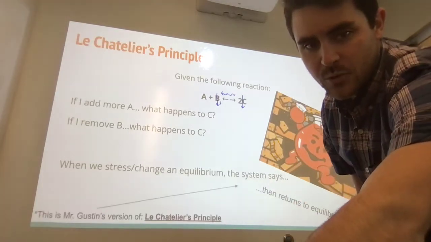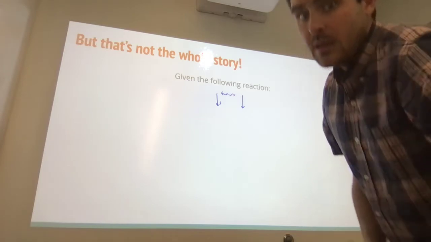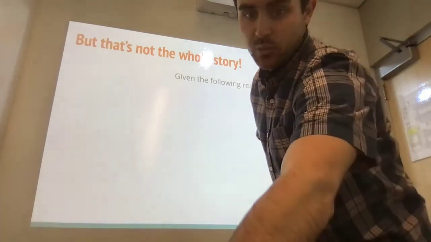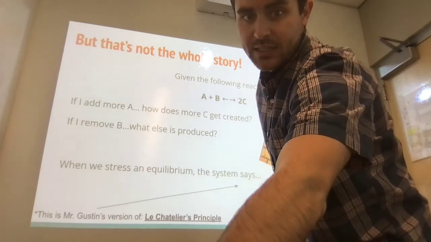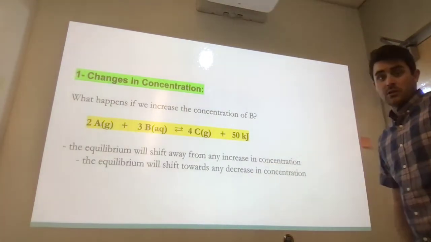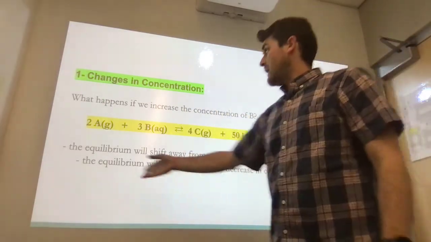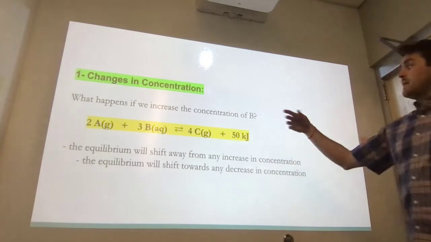Let's look at a few examples, okay? We have three different kinds of changes we're going to look at. The first is a change in concentration. Here's my equation. I've got A, B, C, and then some energy is produced.